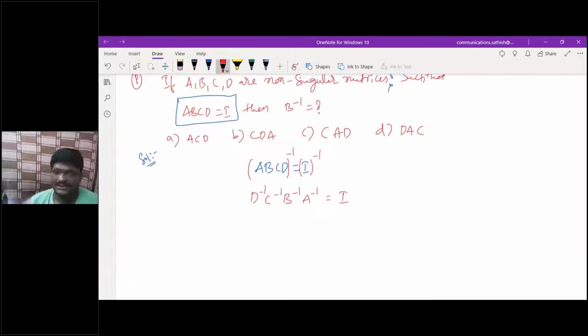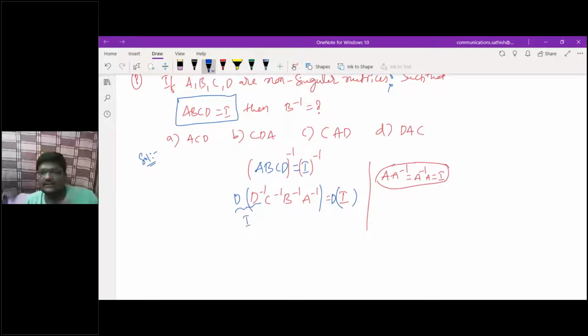Now they're asking for the value of B inverse, so I need to eliminate all these other values. Just now I told you that A inverse A is equivalent to I, and I am simply applying that here. On the right side, if I multiply with D, what will I get here? D inverse times D is I. So here also D into I.